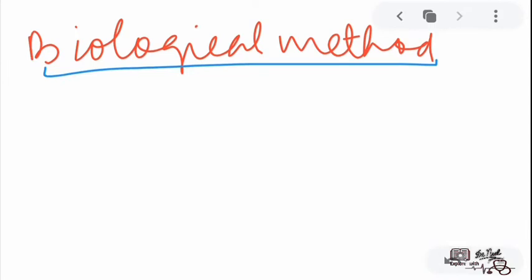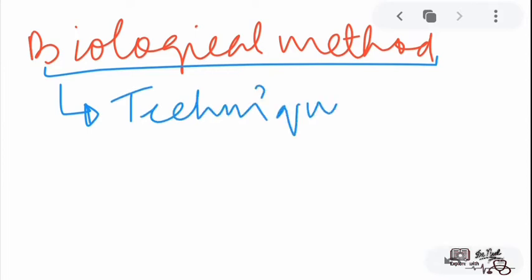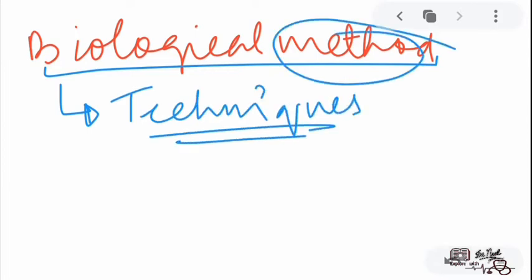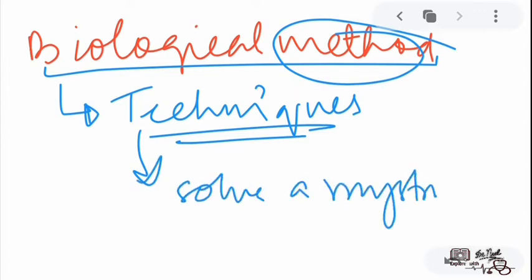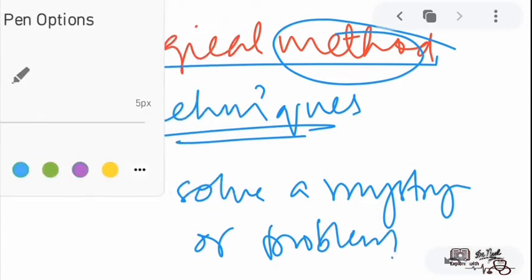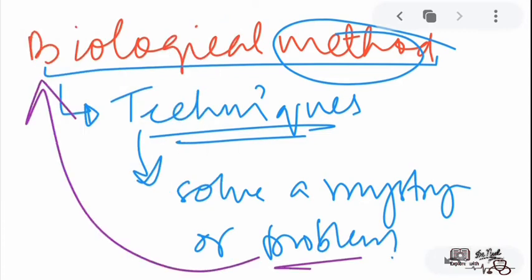In today's video, we are going to talk about biological methods. So first of all, let's take a look at the definition of biological methods. Biological methods are actually the techniques that are used by biologists in order to solve a mystery or a problem. Now definitely this problem is related to life. This problem is either produced by living organisms or produced for living organisms.